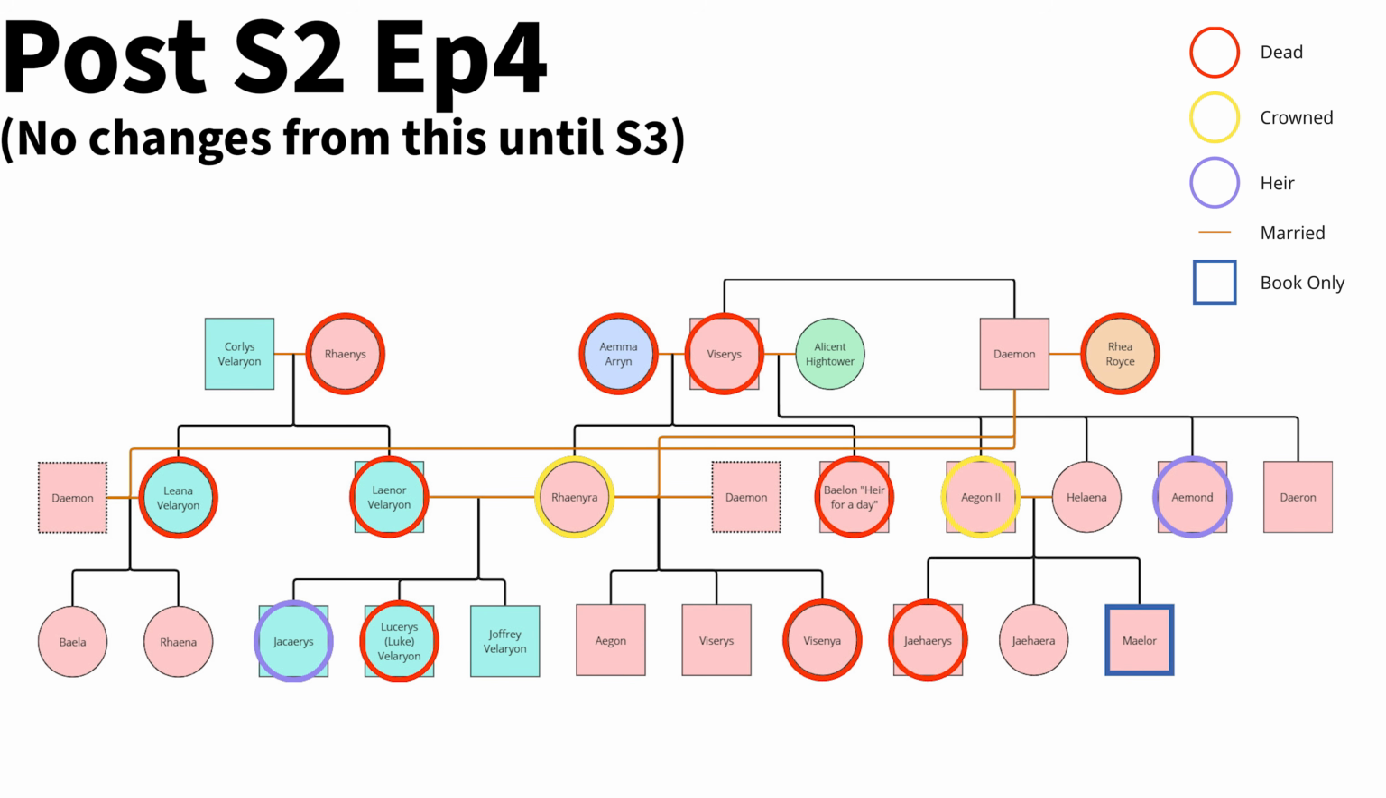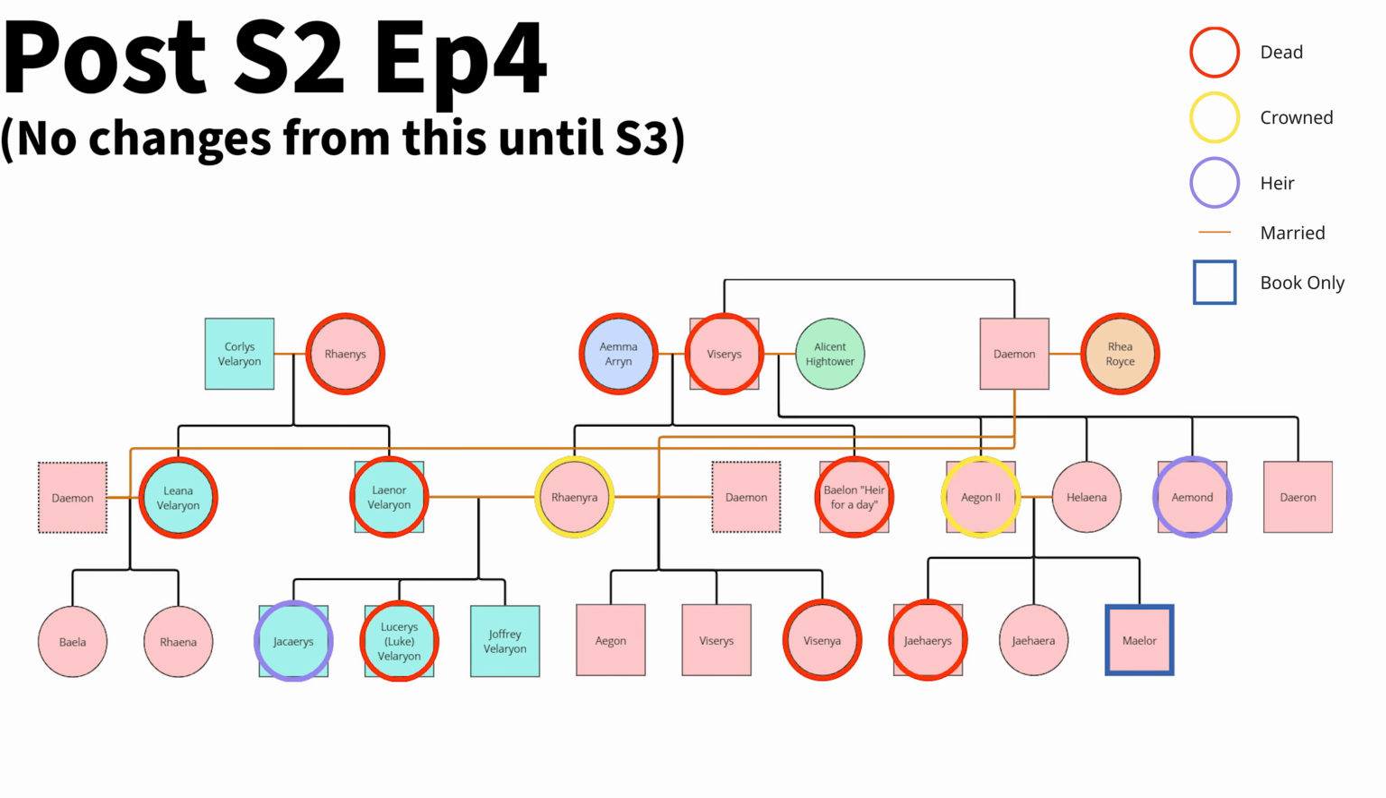Okay, so there's really only one more update to this family tree in season 2, and that's after Rook's Rest when Rhaenys dies. So up in the top left, you can see Rhaenys now has the red circle. She is dead. Aegon's also very injured, so Aemon is ruling, but Aegon is technically still alive and king, so no updates to the colored circles there.